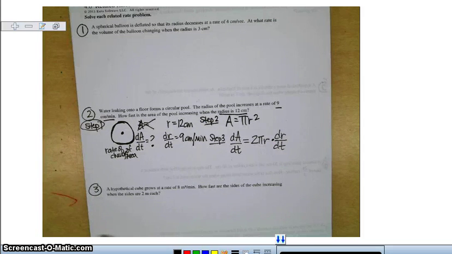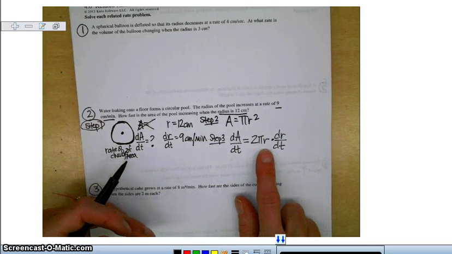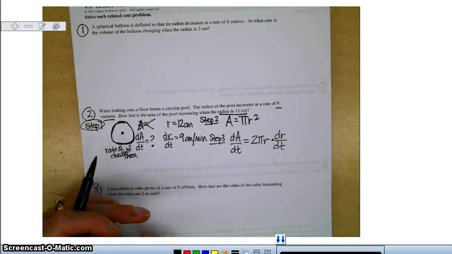That's the chain rule and implicit differentiation. I took the derivative of the variable r, so then I multiply by dr over dt.